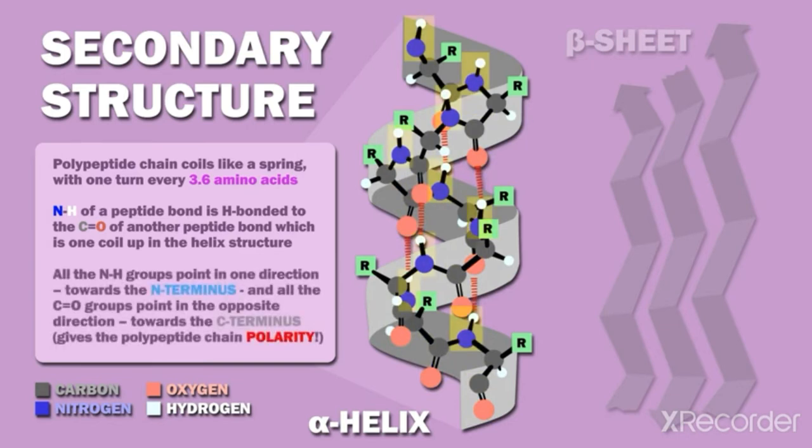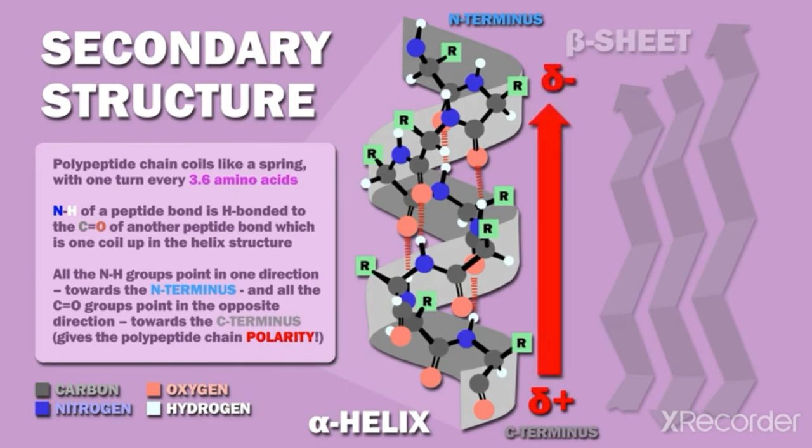Note also that all the NH groups point in one direction, towards the N-terminus, and all the C double bond O groups point in the opposite direction, towards the C-terminus, and this is what gives the polypeptide chain polarity. The C-terminus is partially positively charged, while the N-terminus is partially negatively charged.